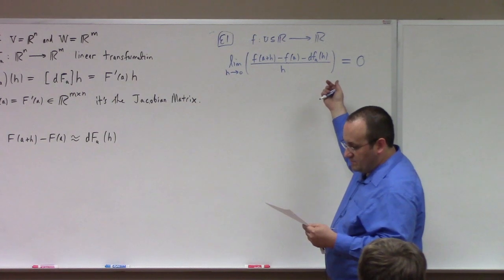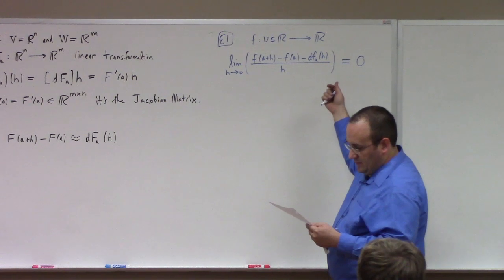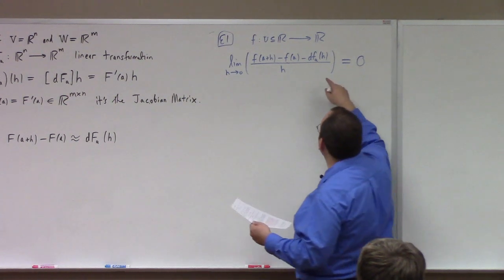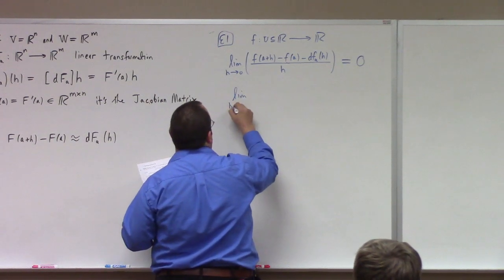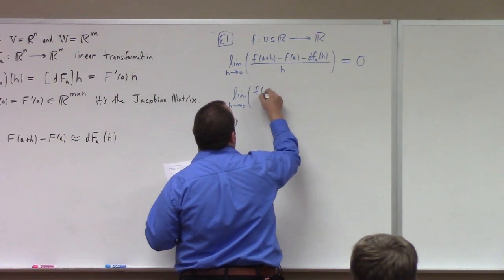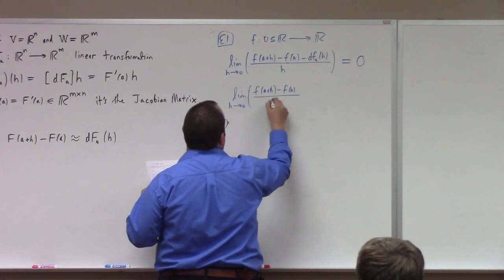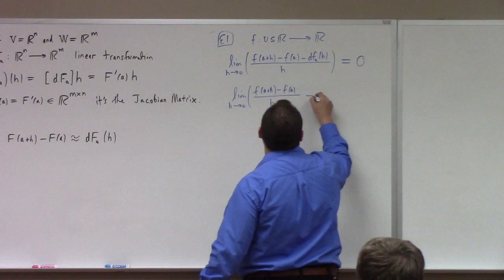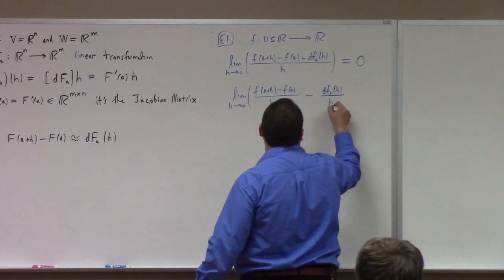All right, fine. So we can simplify this a little bit. What is this? This is the limit as h goes to 0 of f of a plus h minus f of a over h, right? Minus df_a of h over h.